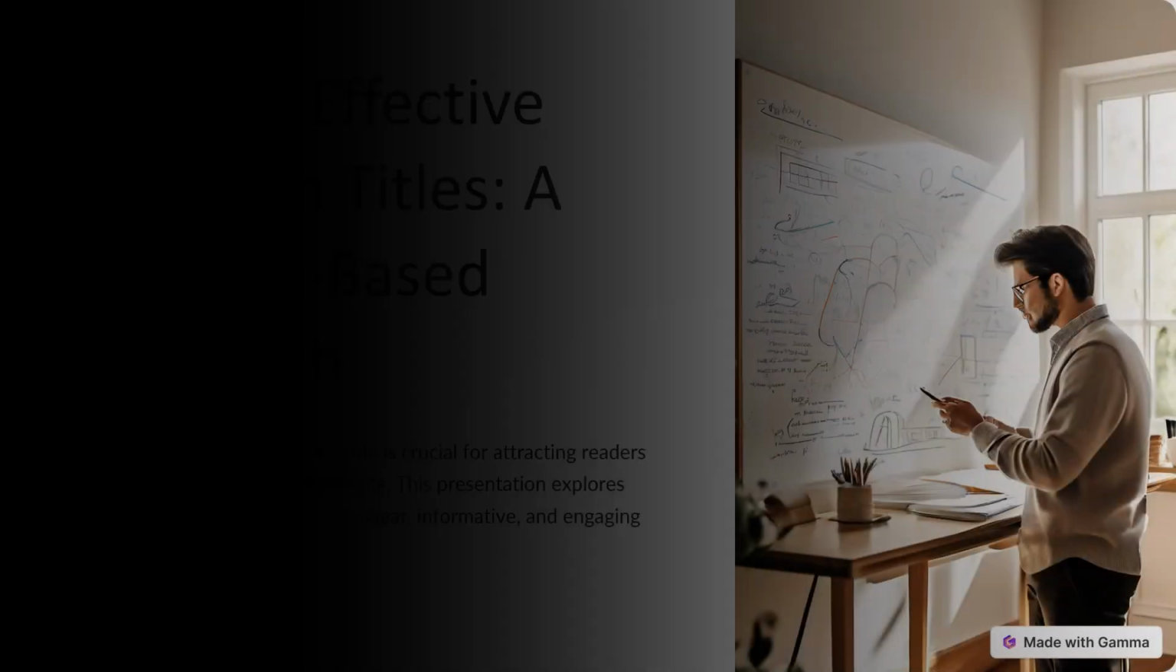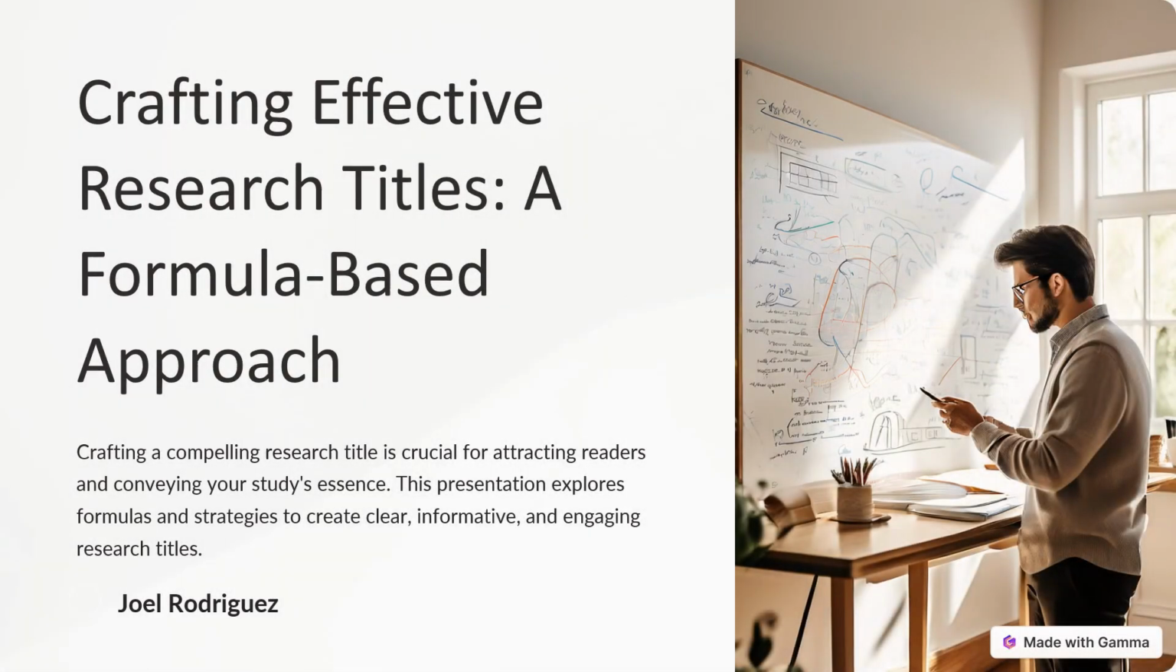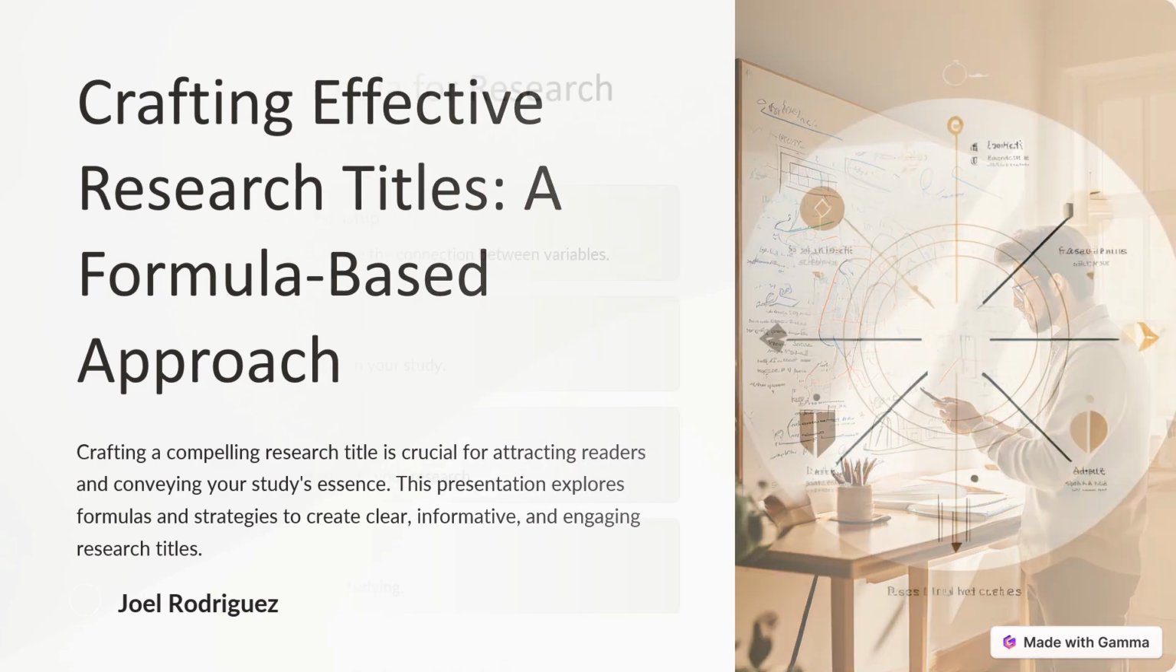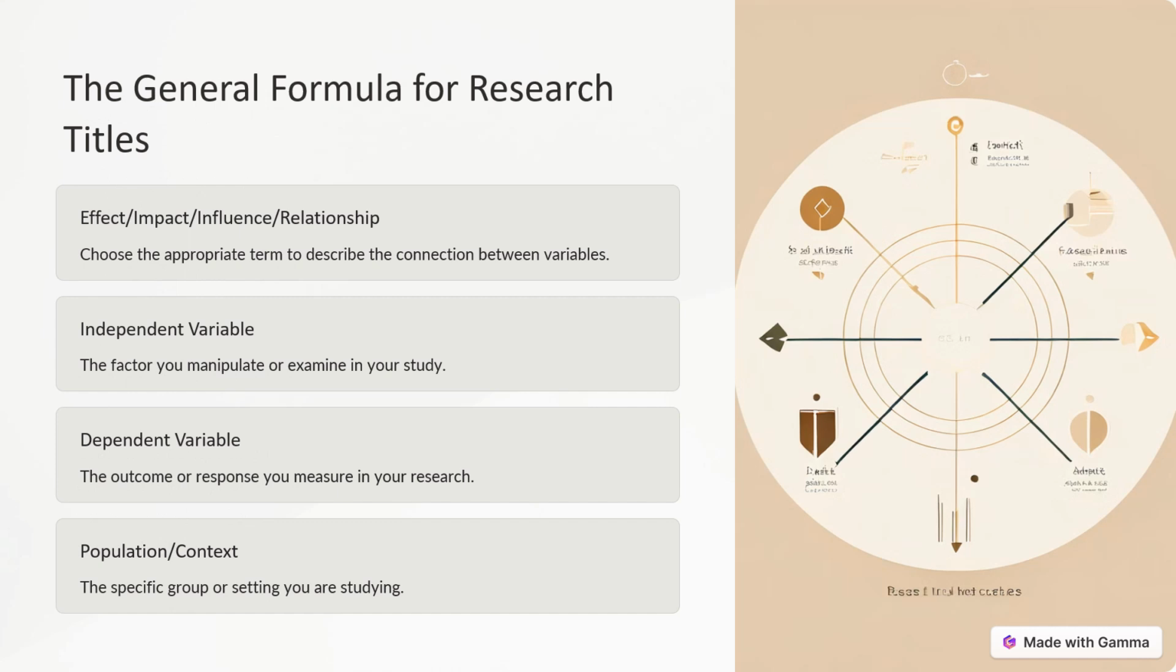Crafting a research title can be made easier by using a structured formula. Here are some formulas that you can follow depending on the focus of your research. General formula. The effect, impact, influence, relationship of independent variable on a dependent variable in population/context. Examples using the general formula. Effect of sleep on academic performance. Title: The effect of sleep duration on academic performance in college students.